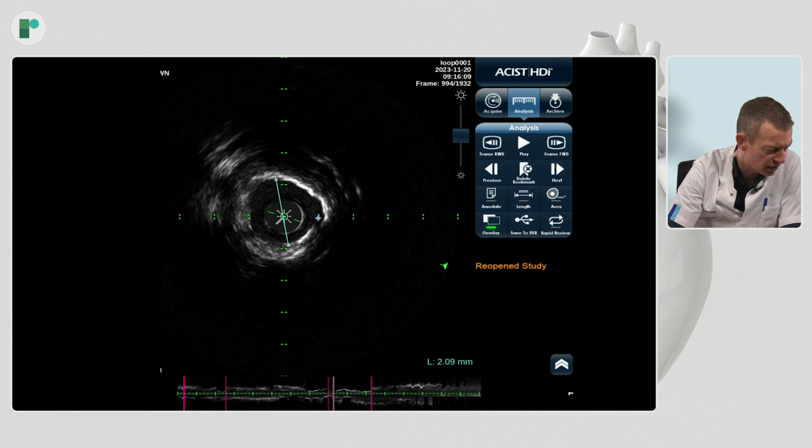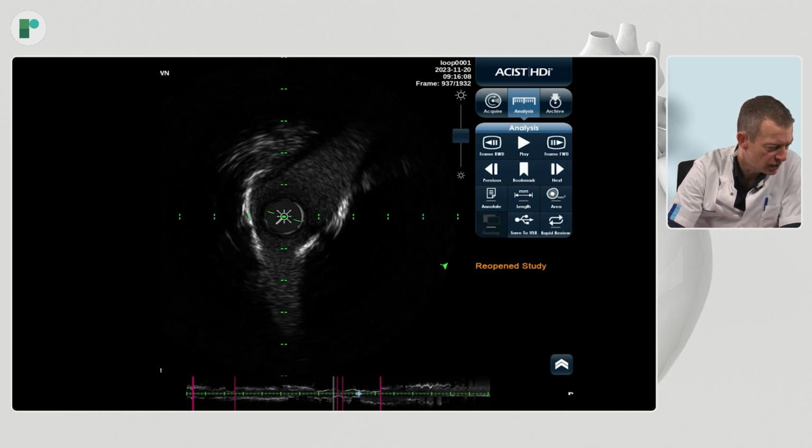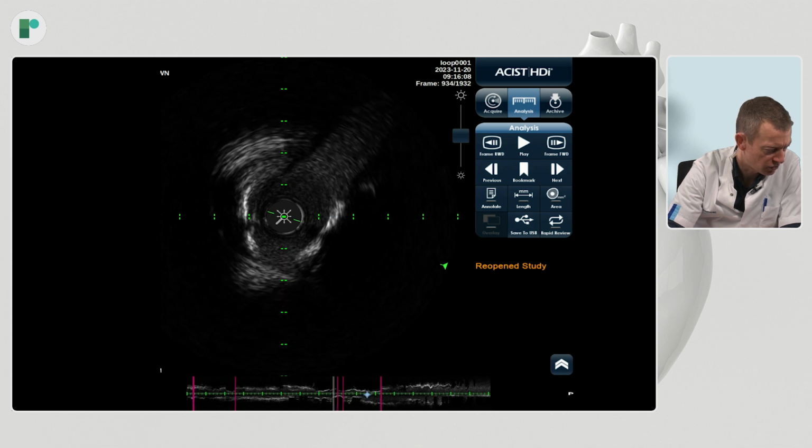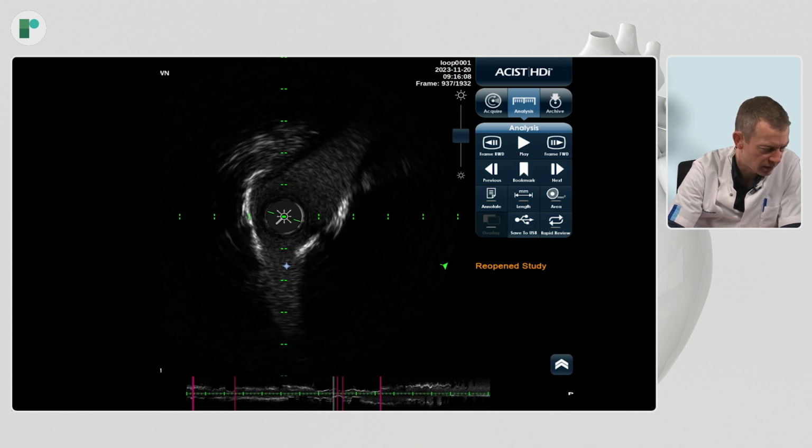But you also see that there's reverberations. Here maybe some cracks of the calcium. So you need to wonder here, by the way, is the bifurcation with the septal and the diagonal branch. You see the blood speckling here and there. If you're in doubt, you can click on the rapid review button and clearly see the blood speckling here and there. This is the side branch.